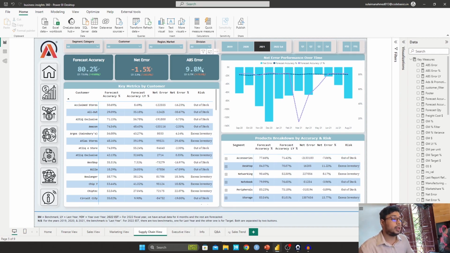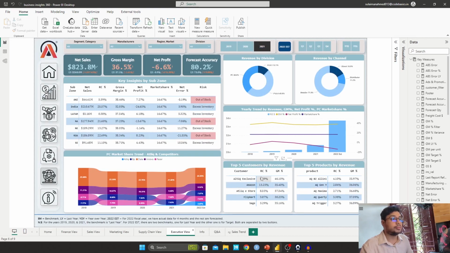And finally, the first table was for customers, and the second table is for the products, like the product information, forecast accuracy percentage, how much product is in stock, or what is the risk of the product going out of stock.